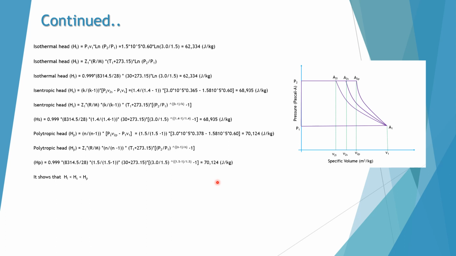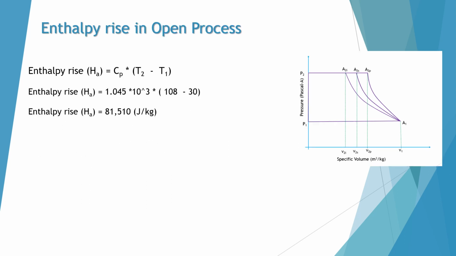So with this value, it is clear that isothermal head is lesser than isentropic head, and isentropic head is lesser than polytropic head. Enthalpy rise in the open process: enthalpy rise HA is equal to Cp (T2 minus T1). So putting all these values, it is coming as 81,510 joule per kg.